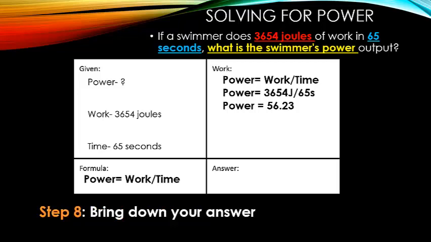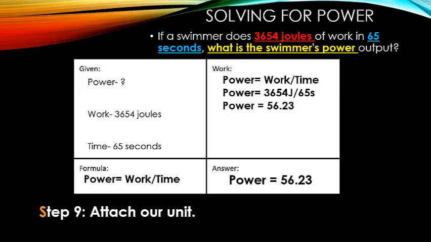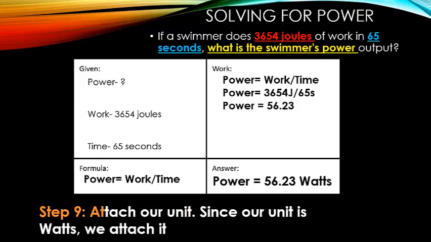Now that we got our answer, we can bring down our answer, which is step 8. Now that we got our answer brought down, we need to attach our unit. Our unit is watts, so we are going to attach watts to the end of 56.23. So the swimmer's power was 56.23 watts. Now that we've solved our question, we now know how to solve for power.